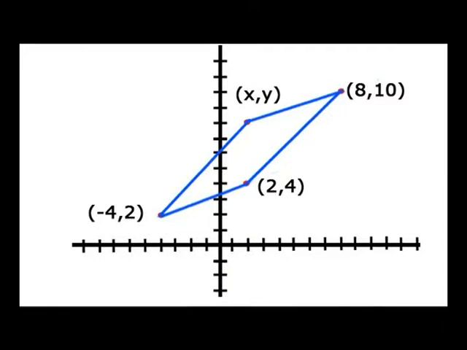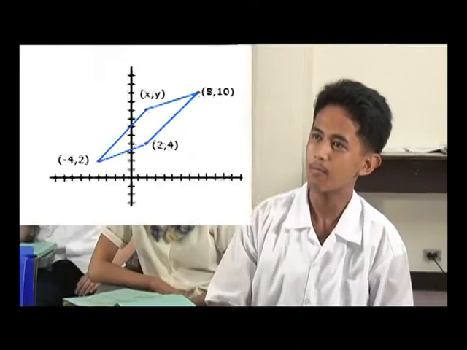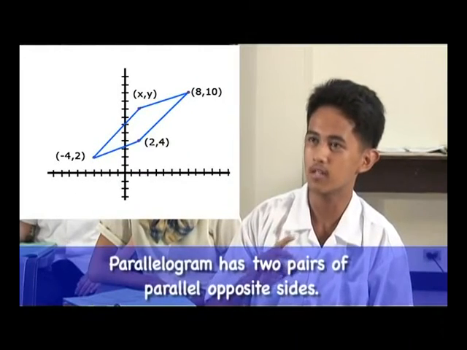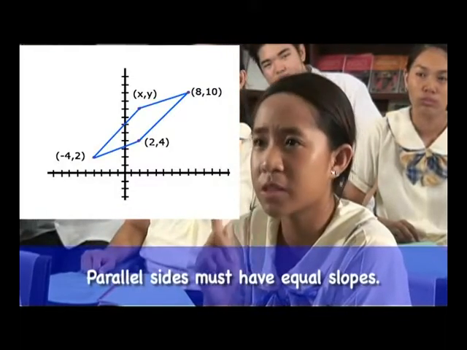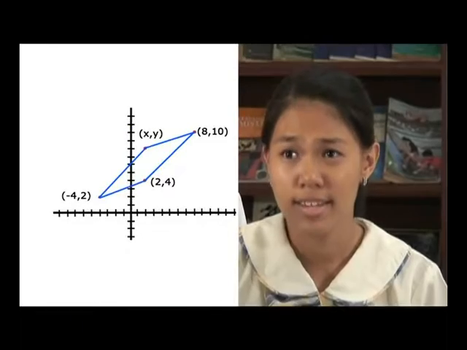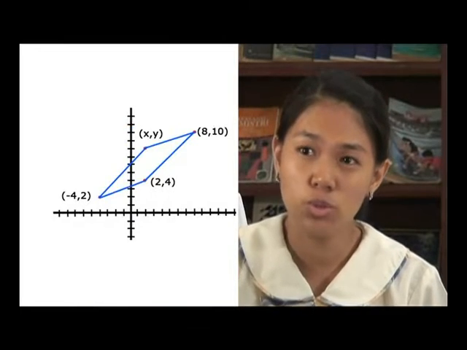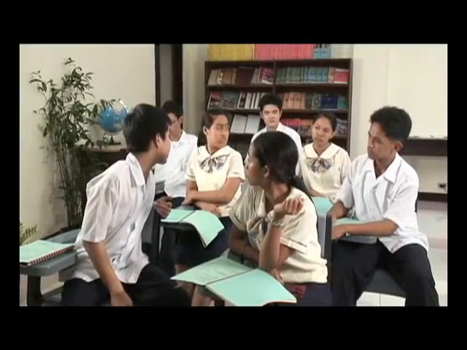Let the coordinates (8, 10), (2, 4), and (-4, 2) be consecutive vertices of a parallelogram. Find the coordinates of the fourth vertex. What do we know about a parallelogram? A parallelogram has two pairs of parallel opposite sides. Then these parallel sides must have equal slopes. Yes, but which sides do we use to find the fourth vertex? Arwin, we must use the sides containing the unknown point.